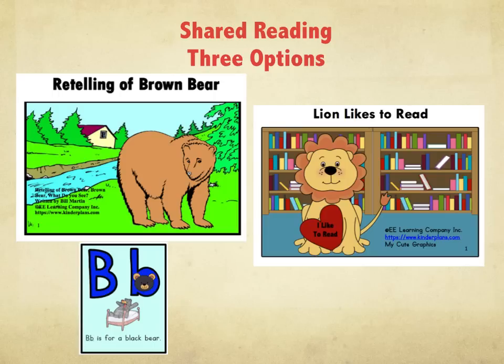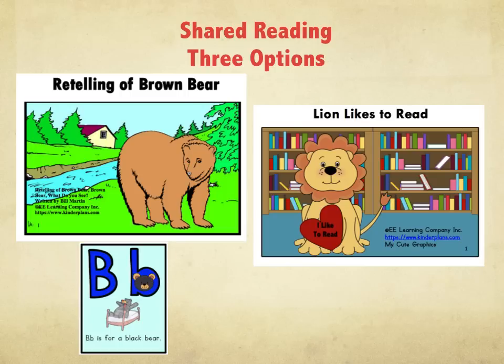There are 3 shared reading options offered in the program. Option 1. The individual alphabet reader could be used to introduce the focus letter. In this example, the color version of the reader retelling a brown bear is projected on the whiteboard. Letter B is introduced in meaningful context. This reader is a simple retelling of the book Brown Bear, What Do You See?